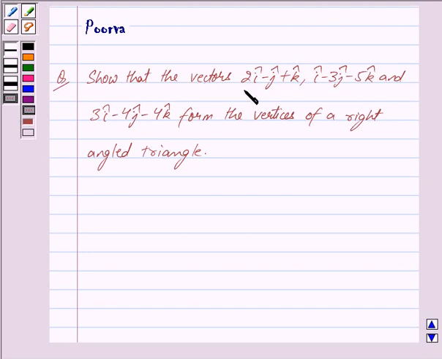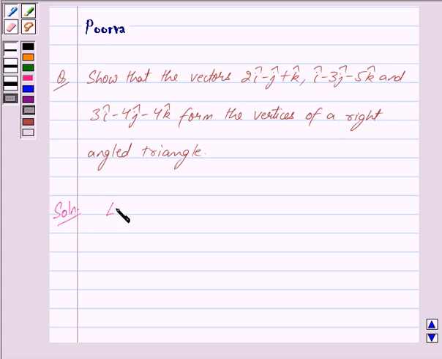Show that the vectors 2i cap minus j cap plus k cap, i cap minus 3j cap minus 5k cap, and 3i cap minus 4j cap minus 4k cap form the vertices of a right angled triangle. Let us begin with the solution now.